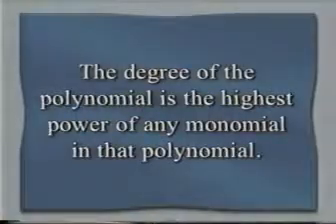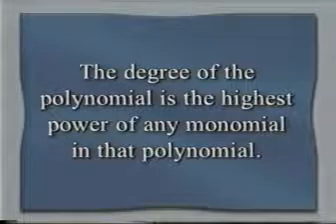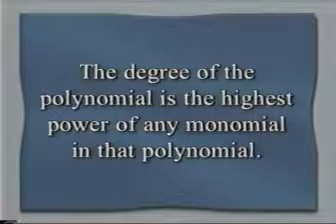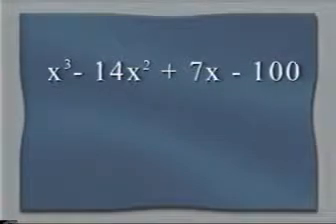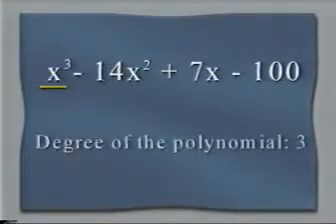The degree of a polynomial is the highest power of any monomial in that polynomial. So if we looked at x to the third minus 14x squared plus 7x minus 100, one would say, what is the highest power in that polynomial? And the answer would be 3. The x to the third is the monomial term with the highest power. That polynomial has degree 3.